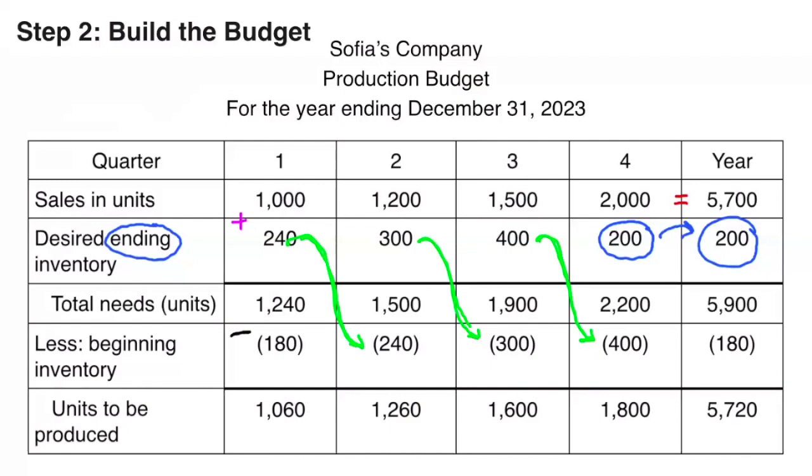Another thing that I would like to point out is for beginning inventory. As you can see, the year-end total is 180, not following the typical total pattern that we've seen in sales in units, in total needs, and in units to be produced. Similar to desired ending inventory, when you're looking at beginning of inventory, you're putting an emphasis on the word beginning, which means that you're going to take the amount that you began the budget with in beginning inventory, and you're going to use that same amount when it comes to the total number in the year-end total. So this is how you complete a production budget question.